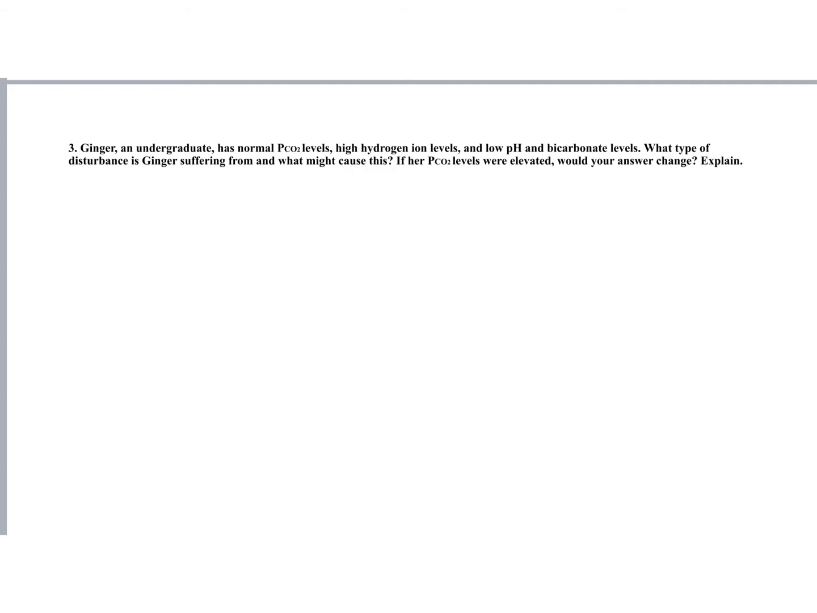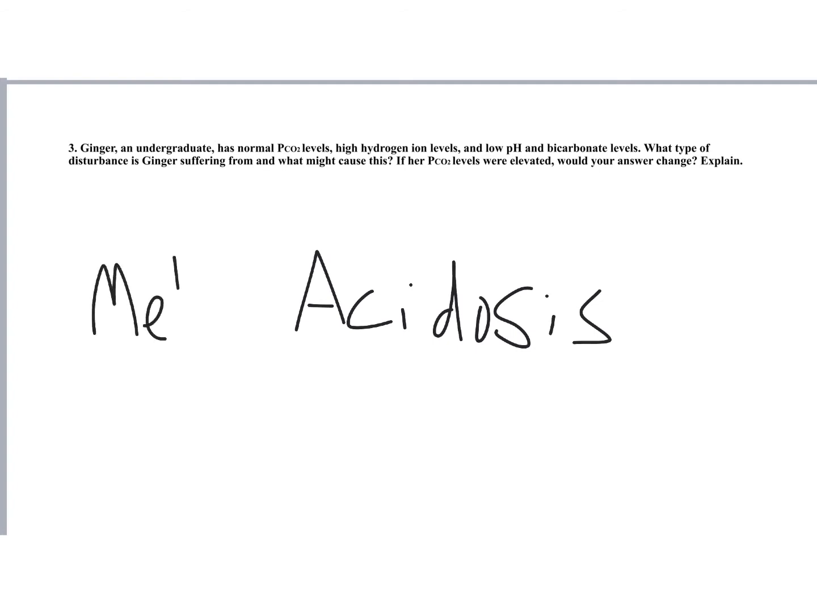Well, since it tells you that she has high hydrogen ion levels and low pH, they go hand in hand, that is an acidosis problem, right? Because the more hydrogen ions there are, the lower your pH, which makes you acidotic. Now, is it metabolic or respiratory? Well, at first, she has normal carbon dioxide levels, so the respiratory system is not involved, so that would make this a metabolic acidosis, not respiratory.